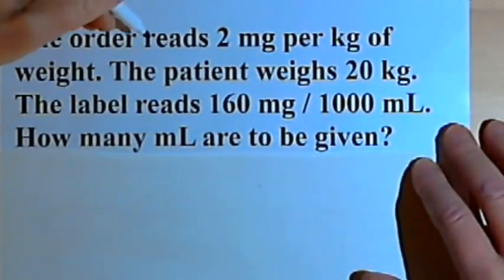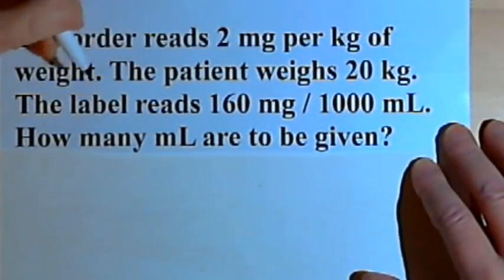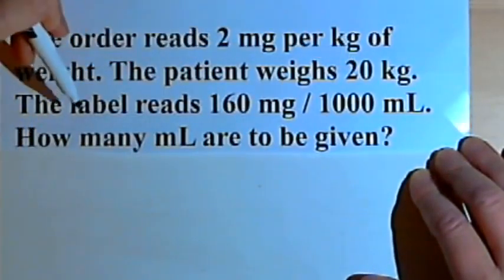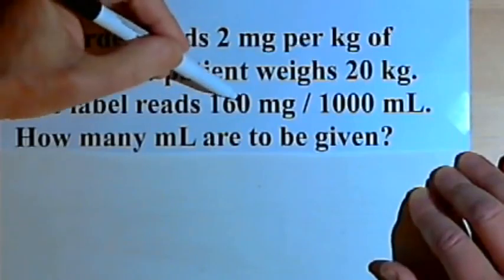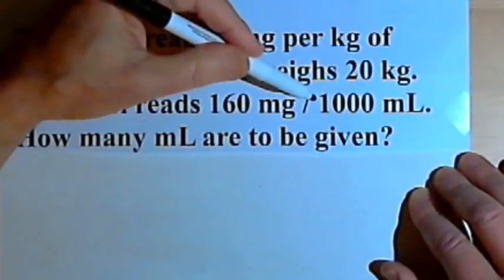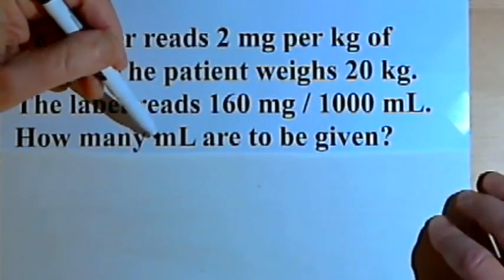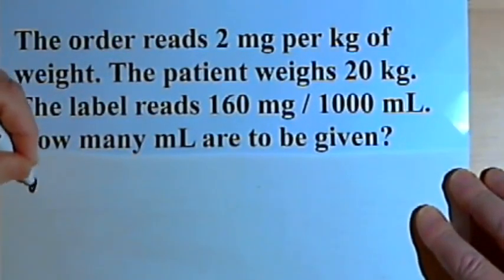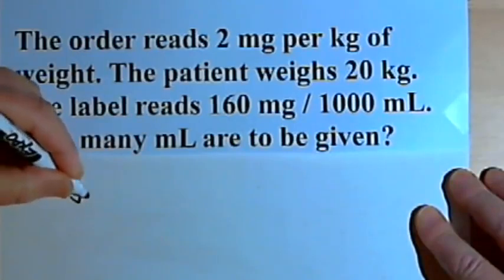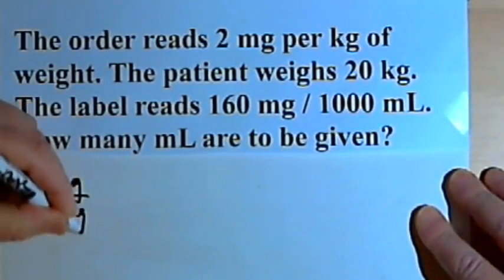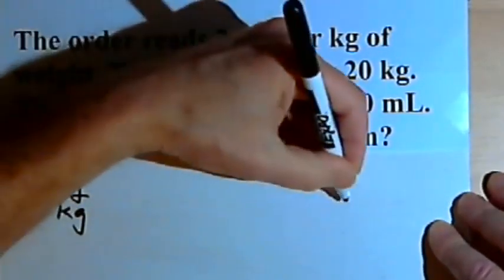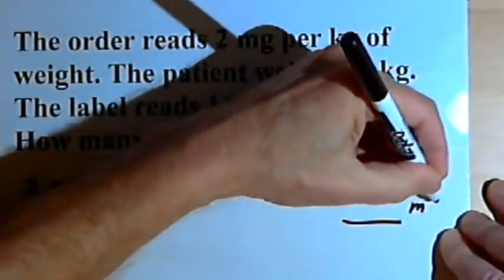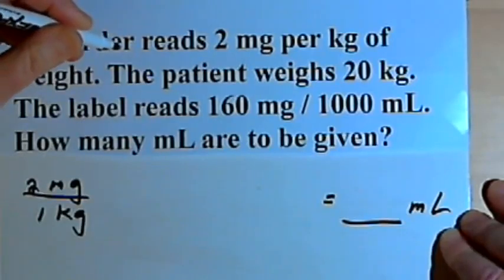This one, once again, says the order reads 2 milligrams per kilogram of weight. The patient, once again, weighs 20 kilograms. But now we see that the label reads 160 milligrams per 1,000 milliliters. We want to know how many milliliters are to be given. So let's start with that order. That's 2 milligrams over 1 kilogram. Let's fill in the units we want to end up with. So I'll put an equal sign, a place for the answer, and the units, milliliters.